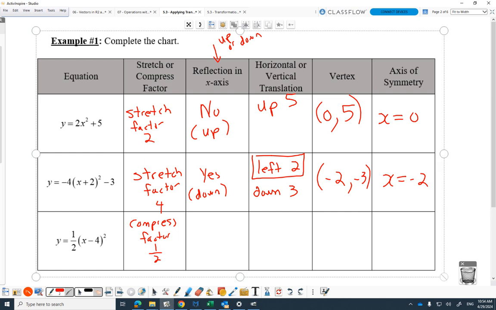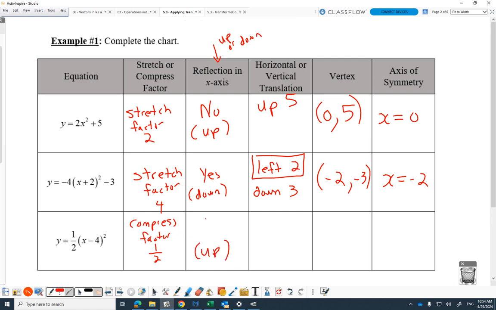Okay, did this get reflected? Is it opening up or down? The 1/2 is still positive. So that's still opening upwards. So that means it hasn't been reflected. It's still pointing the same way as it was before.